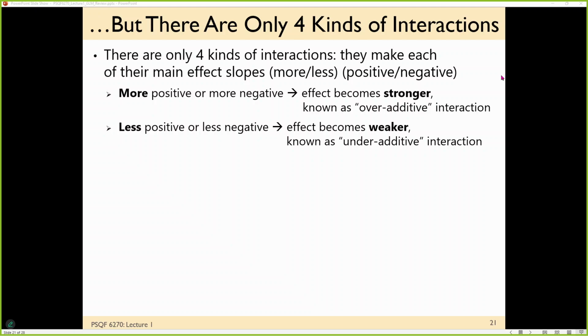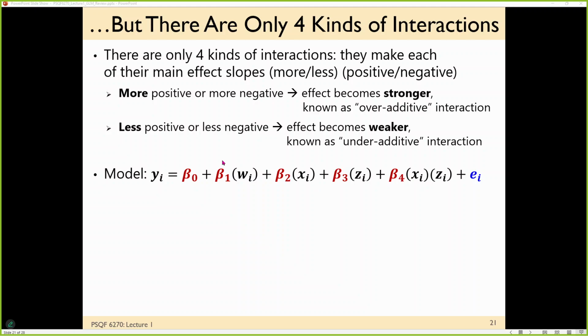I'm actually going to refine this slide. I always say there's 4 kinds of interactions. I'm going to say there's only 2. An interaction term makes your effect stronger or weaker. The end. Those are the 2 choices. Now, which pattern it is depends on the signs. If the sign of your predictor slope and the sign of your interaction term match, it's making it stronger. If the signs don't match, it's making it weaker.